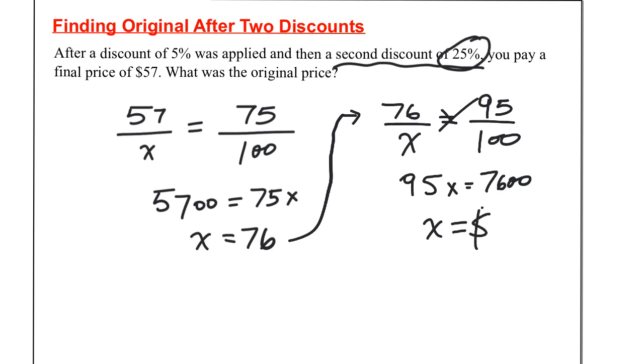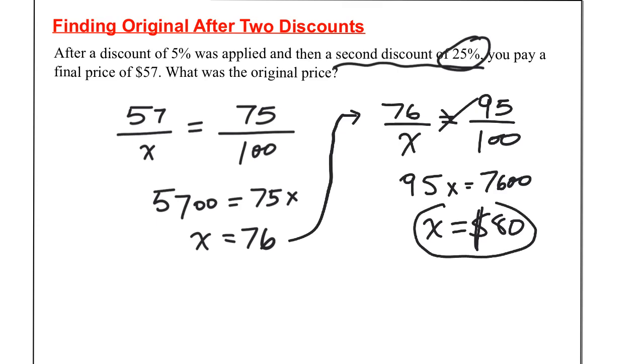for our original price. And you could work forwards now if you want to double check. Take 5% off of 80, or 95% of 80, and then take 25% off of that price, or that amount, or 75% of that number, and you should get 57.